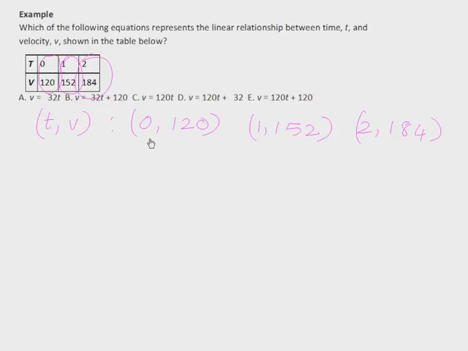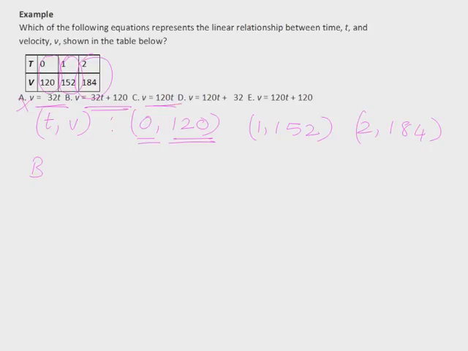I'm going to first use the value of t equal to 0 because that's very easy to manipulate. So A: v equal to 32t. If t is 0, v will also be 0. But here v is 120. So A is out. B is v equal to 32t plus 120. This works because when I put t equal to 0, I get v as 120. So B is a possibility.